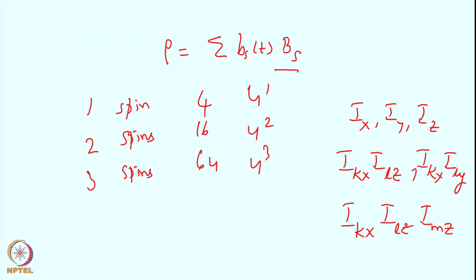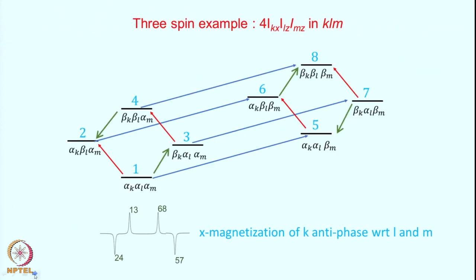So now, continuing with this discussion, what sort of spectra do we expect for the anti-phase magnetization in the 3 spin case? That is what we are going to see. So now we consider the 3 spin example, represented as K, L, M, all 3 weakly coupled spins. We saw earlier in the 3 spin case, for operators like I_KX, I_LX, I_MX, what sort of transitions occur, and how we represent these transitions in the 3 spin system.